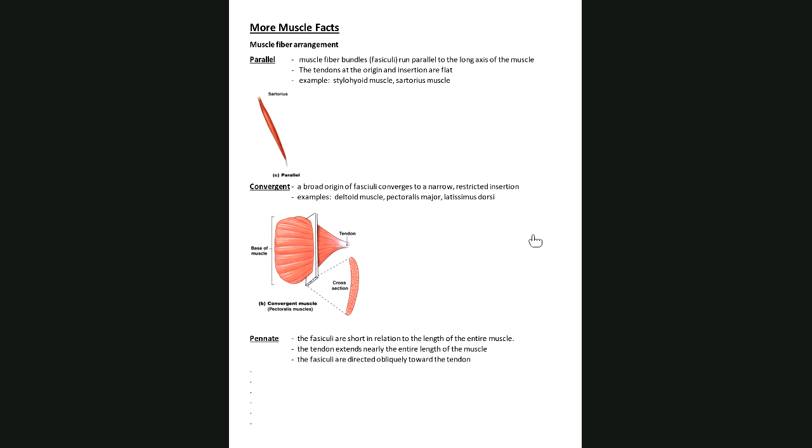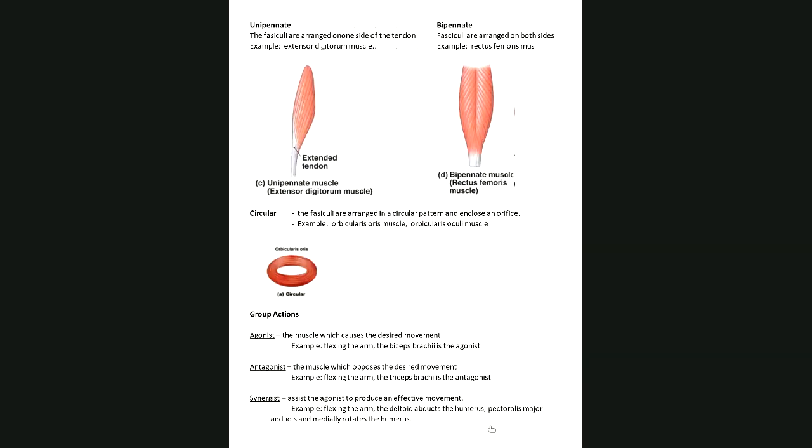Now pinnate means like feather. The fasciculi, the bundles of muscle fibers, are short in relation to the length of the entire muscle. The tendon extends nearly the entire length of the muscle, so it's down the middle almost of that whole muscle. The fasciculi, the bundles, are arranged obliquely toward the tendon. So there are two types here.